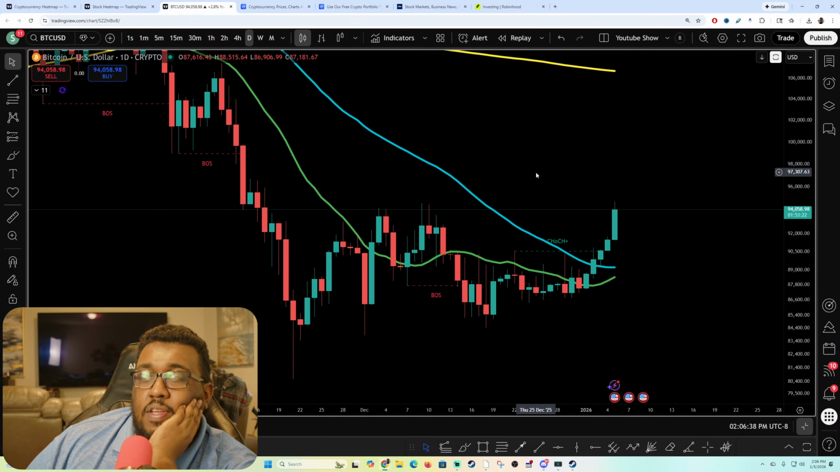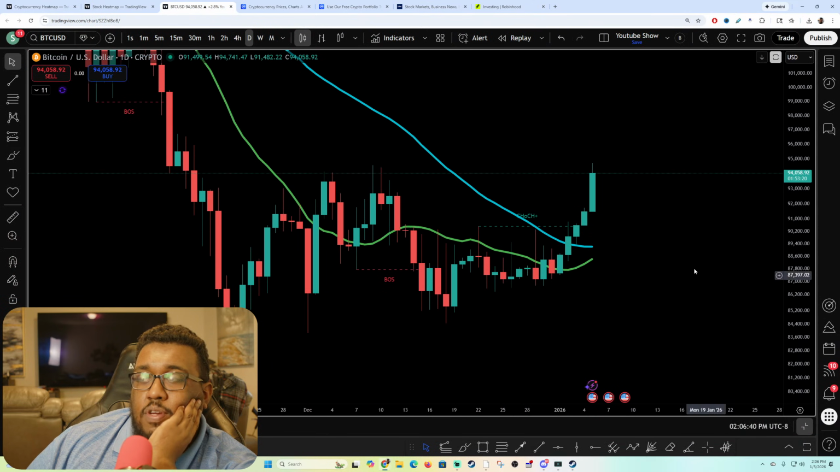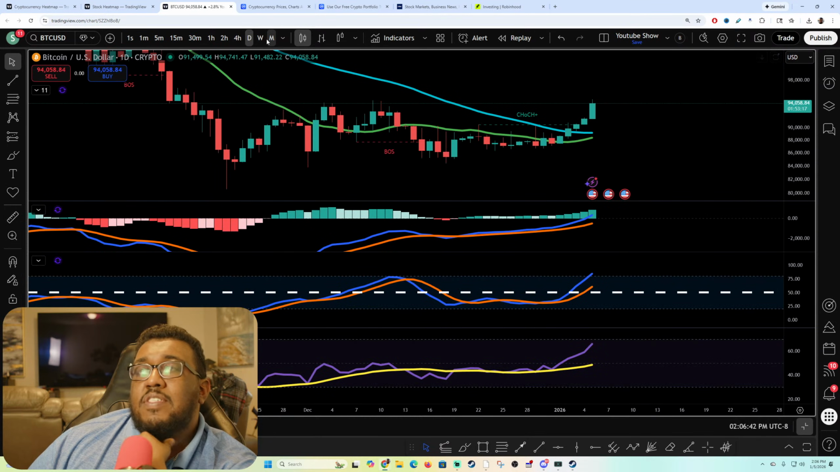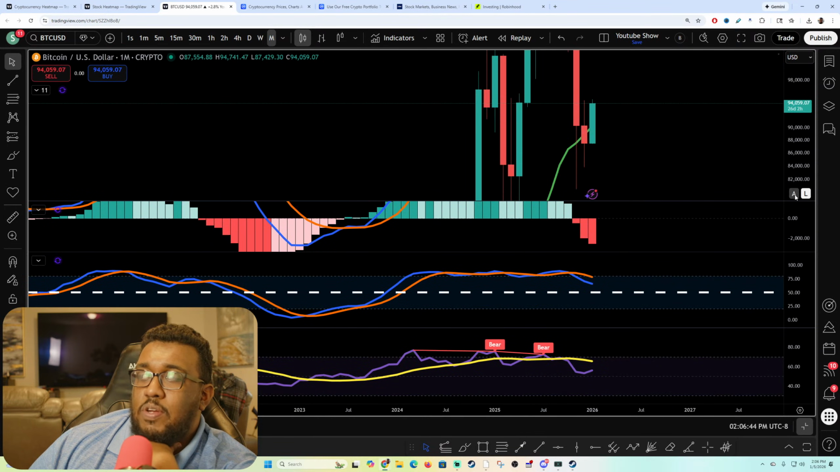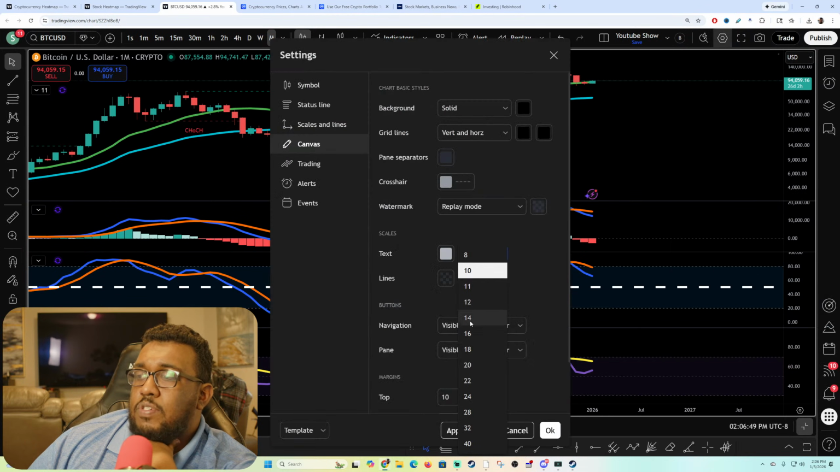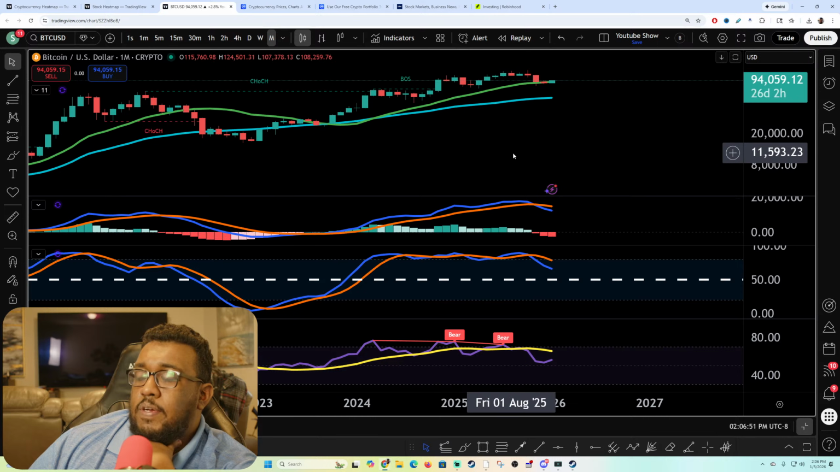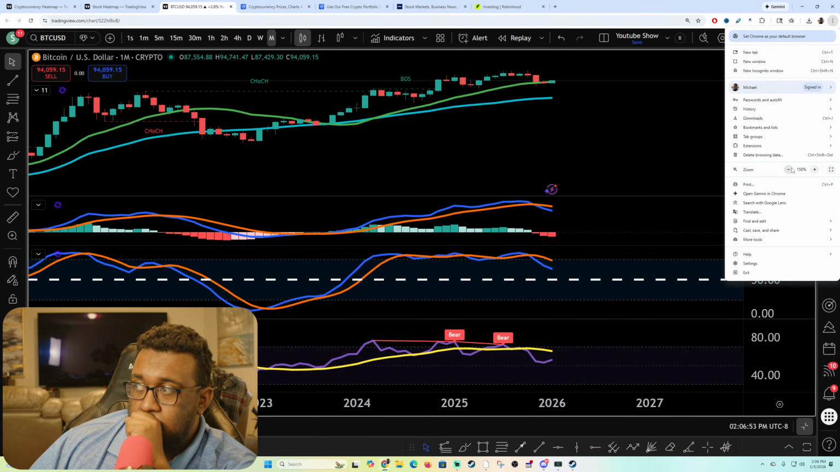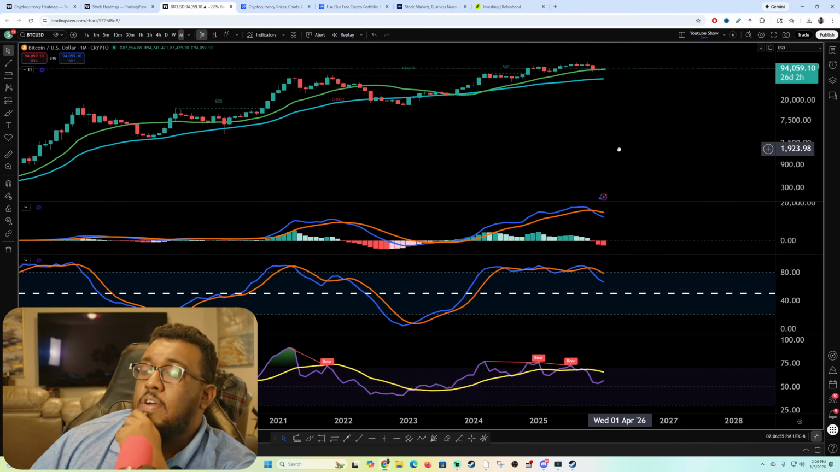But anyway, you can see Bitcoin right now. You can see as far as momentum is concerned, let's just start off with the monthly chart because we are going to be doing a little bit of a recap here. For whatever reason, the text is too small. Let's bump this up to 24. There you go. Okay.